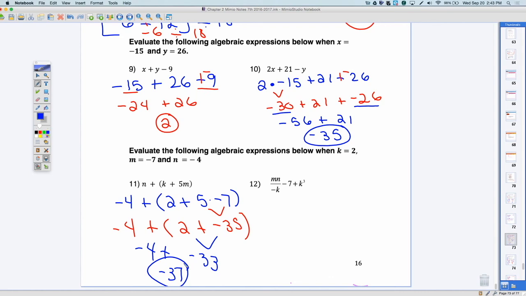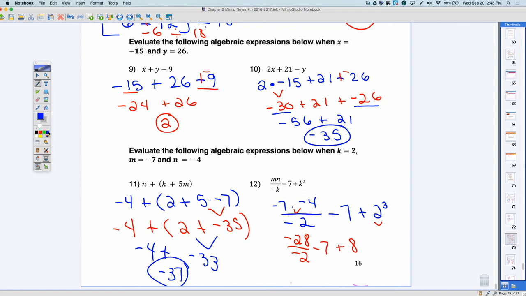Last problem, it's mn, so that gives us -7 times -4, divided by -k, so that's -2, minus 7 plus k to the third power. So in this problem, we have to do the fraction part first. So I'm going to do my numerator, so that's -7 times a -4, which is 28, over -2 minus 7 plus, and I'm also going to do my exponent, which is going to be 2 to the third power, which is 8.